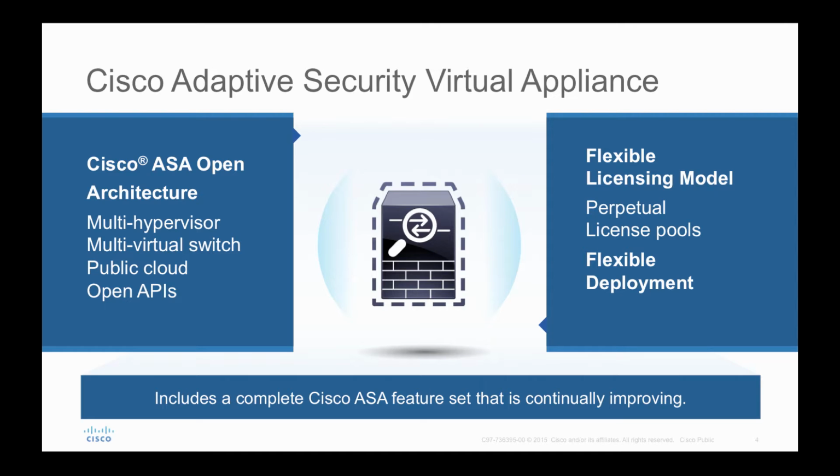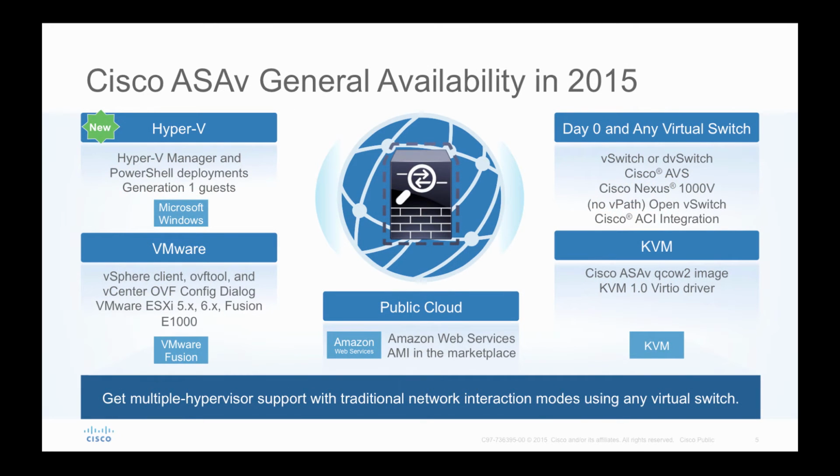I would be covering the licensing model in an upcoming slide, but for now we have two models supported. First one is the perpetual license, the other one is license pool. And this is a very good slide where it gives you more idea about support of ASAv. ASAv is presently supported on Hyper-V, VMware, public cloud, KVM, and there are multiple vSwitches supported at the moment. We have support for DVS, AVS, Nexus 1000V, Open vSwitch, and we can integrate well with Cisco ACI.